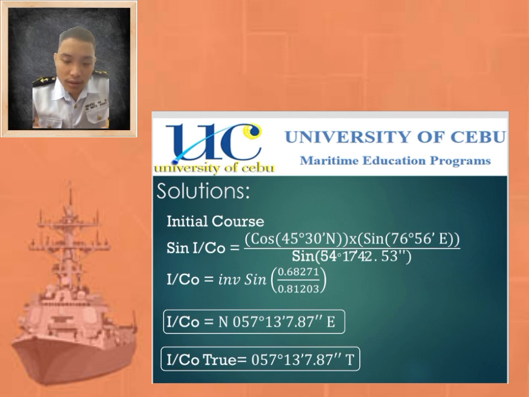Using the scientific calculator, we will come up with an initial course of 57 degrees 13 minutes 7.87 seconds northeast. So for the initial course with the sign of true, we have 57 degrees 13 minutes 7.87 seconds true.